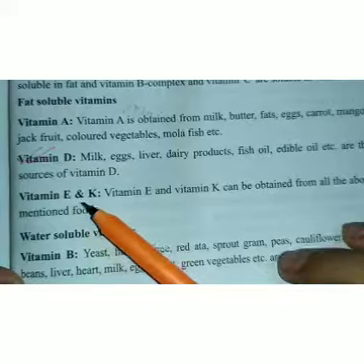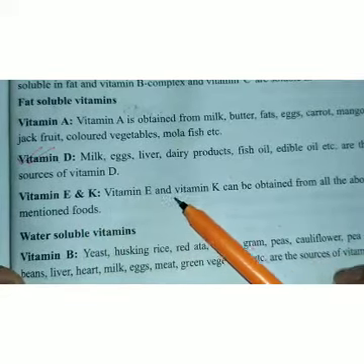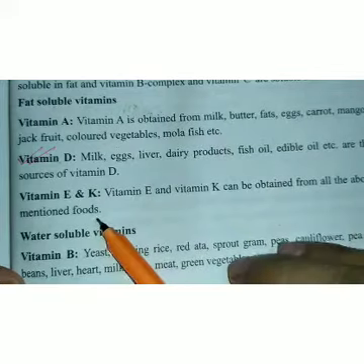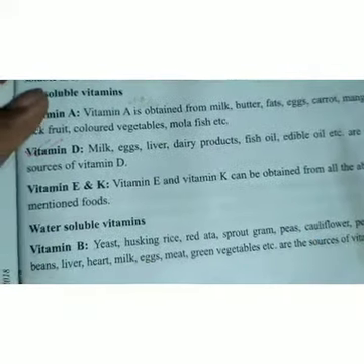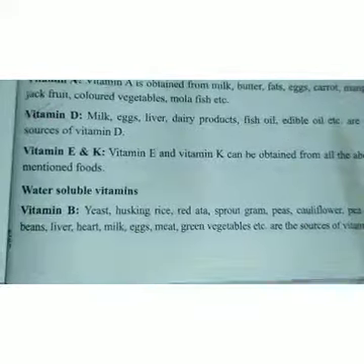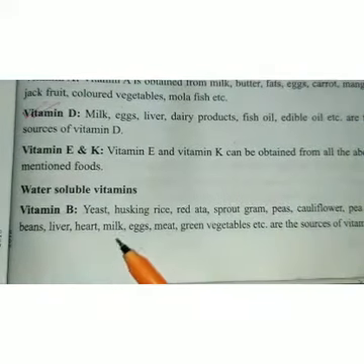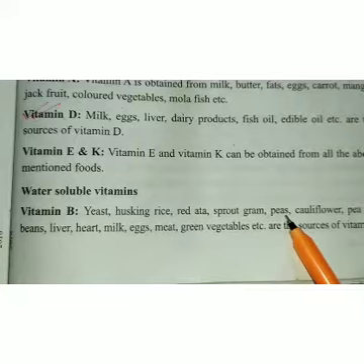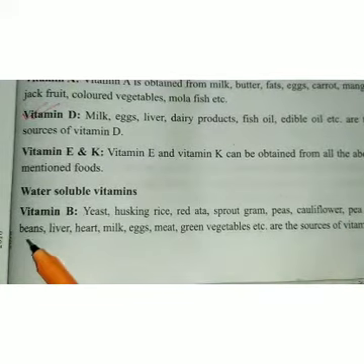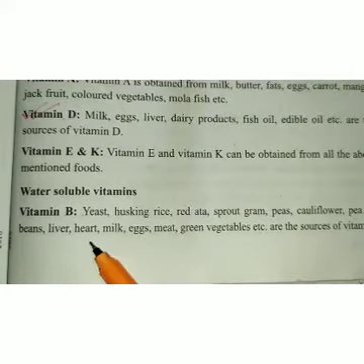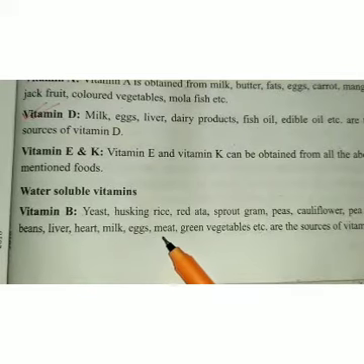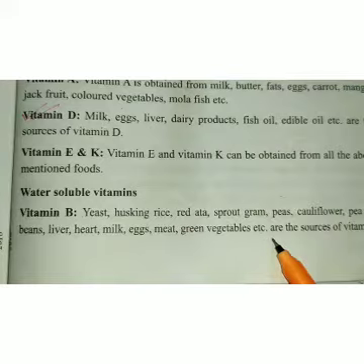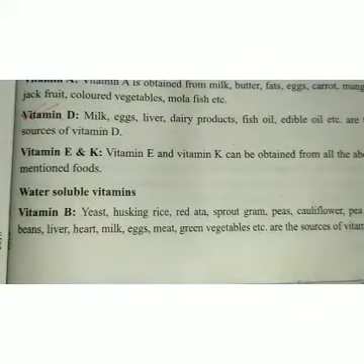Vitamin E and vitamin K can be obtained from all the above mentioned foods. Then water-soluble vitamins. Vitamin B complex is found in rice, red atta, sprouts, gram, peas, cauliflower, spinach, beans, liver, heart, milk, egg, milk, green vegetables, etc. These are the sources of vitamin B.